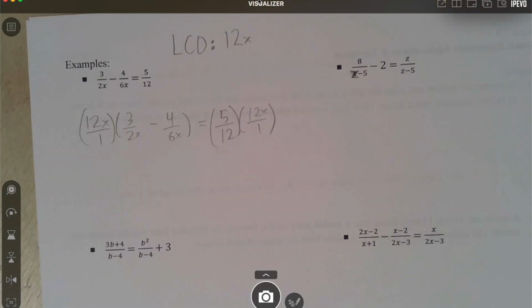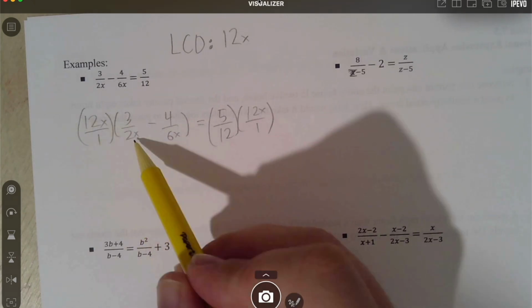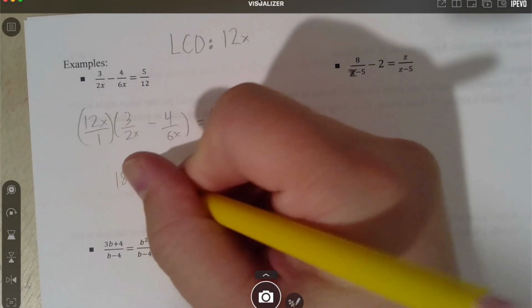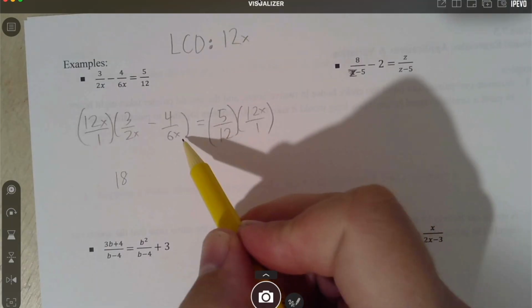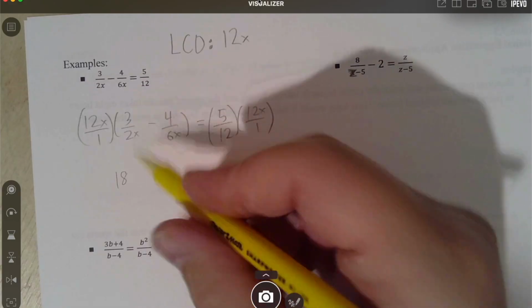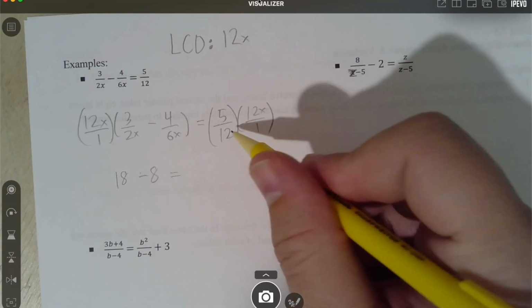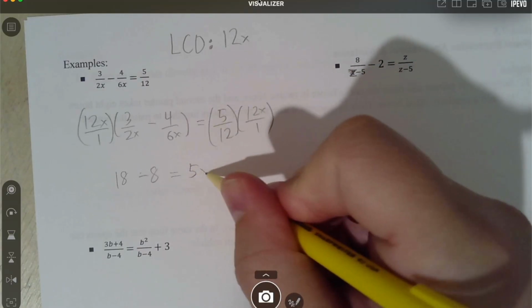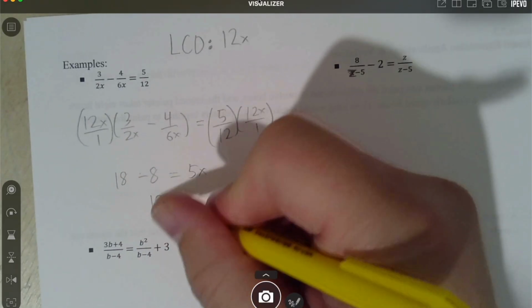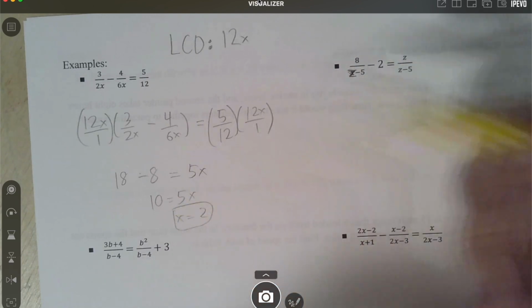That's all I'm dealing with. Now when I distribute this, hear this carefully, the 12x and 2x will reduce to just 6, but the 6 will multiply to the 3 left over, giving you 18. 12x over 6x will reduce to 2, and 2 will multiply the remaining negative 4 and give you negative 8. On the other side, 12 and 12 will reduce, so we just have 5x. And believe it or not, that's the heavy lifting for that problem. That leaves us with just 10 equals 5x. And so x equals 2 by just dividing at the end there.